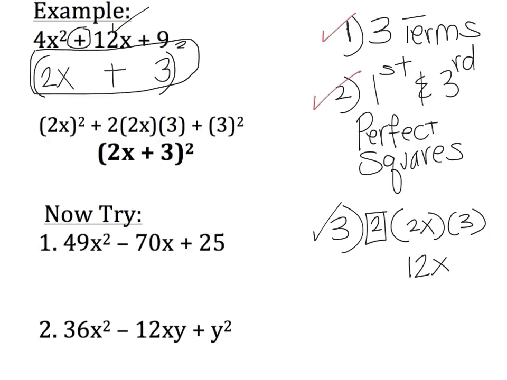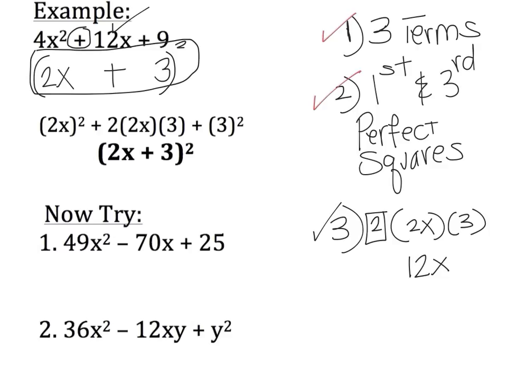Now how can you check your work? Always put the main question in y1, or the main equation in y1, put the factored form in y2, and graph it. If you get the same parabola, then this is your answer.